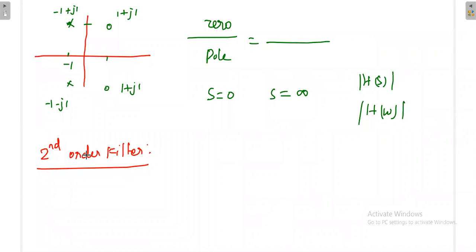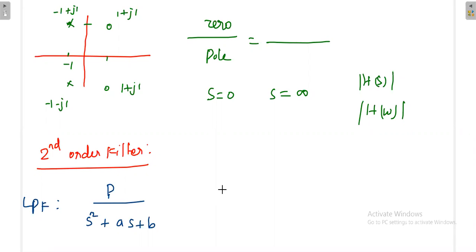Then we can also have the second order filter. Suppose for a low pass filter, the second order filter nature is: in the numerator something is there, then in the denominator we will have s square plus as plus b. So for s the maximum power is s square, so order is 2. Once you write it in the time domain, it will be a second order differential equation. That's why this is a second order filter.